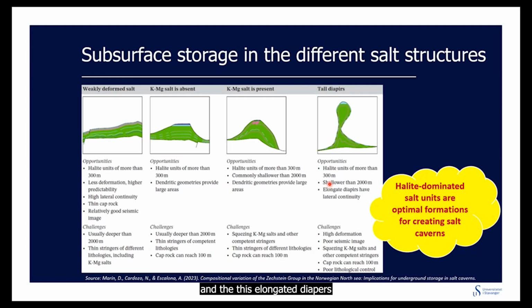These elongated diapirs have lateral continuity, but there are also some challenges in relation to these diapirs. First would be the high deformation. Second, because of the limitation of our seismic data, they can have poor seismic images. And also, we need to consider the cap rock, which can reach 100 meters. And also, because most of these structures have not been penetrated by many wells, we do not have much lithological control on them.